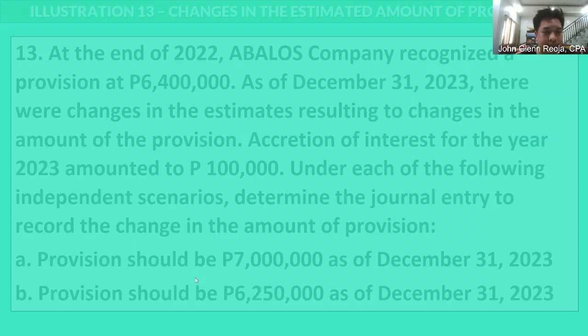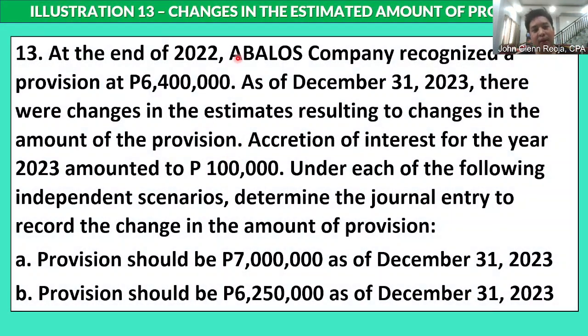So, next. Illustration 13, what if there is changes in the estimated amount of provisions? Let me check muna yung recordings. Okay, nagre-record pa. So, at the end of 2022, Abalos Company recognized a provision at 6.4 million. As of December 31, 2023, there were changes in the estimated result leading to changes in the amount of provision. Then, accretion of interest for the year 2023 amounted to 100,000 under each of the following independent scenarios. Determine the journal entry to record the change in the amount of provision.